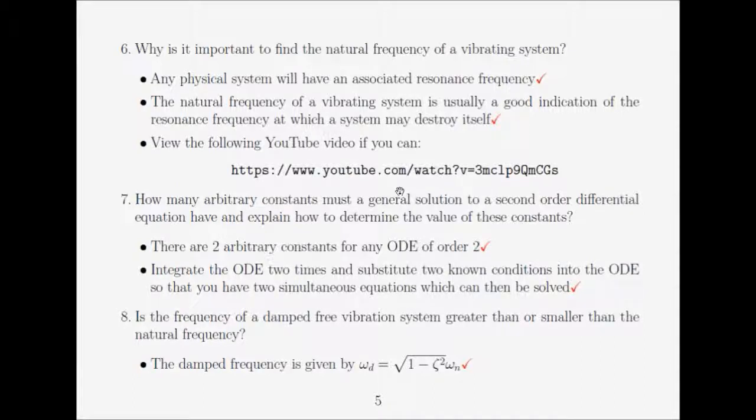And then the next question states, how many arbitrary constants must a solution to a second-order differential equation have, and explain how to determine the value of these constants. Simple answer, you need two arbitrary constants. Without going into too many details, if you have an ODE, a double derivative of something, you integrate it once, there's one constant. You integrate it the second time, there's a second constant. So essentially, when you have an nth order differential equation, in principle there need to be n constants to uniquely determine a solution to that differential equation.